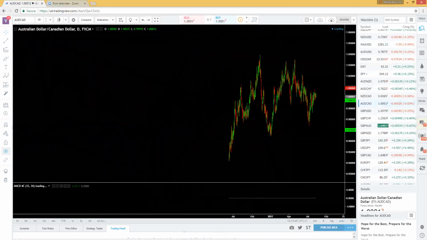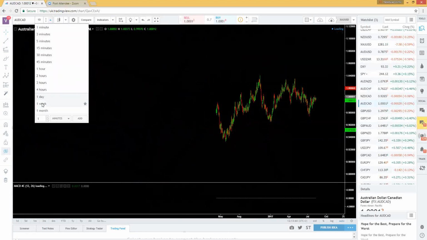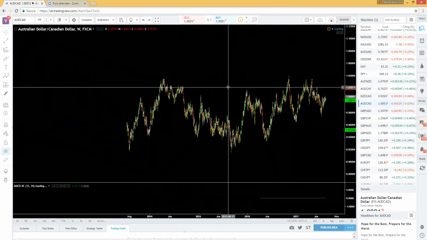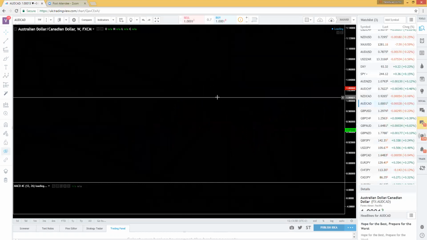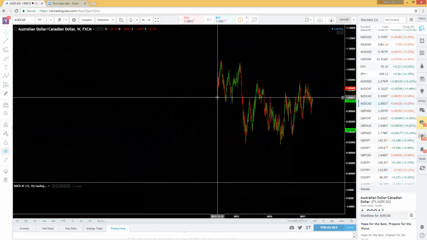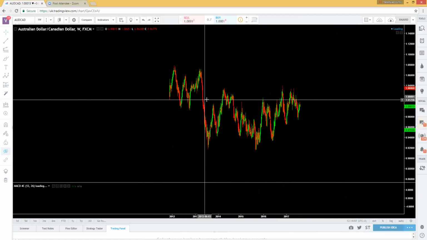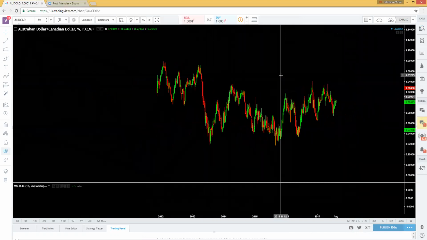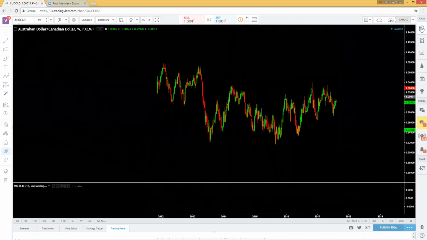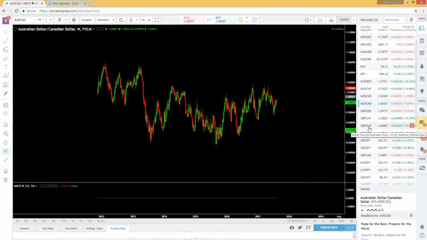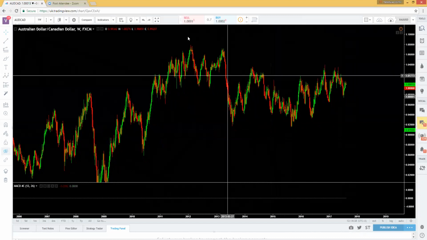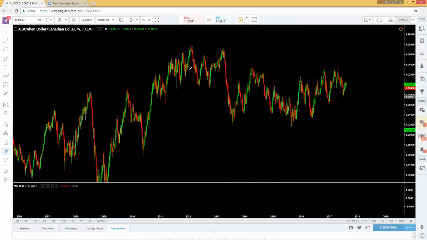Switch off the analysis here. Just put it in the weekly. Just loading it up. Loading Audi CAD, loading up pretty slowly. Let's just do this again. Okay, there we go. Did this one last week as well. We'll just do it again, just for an update, because we are short on this pair.